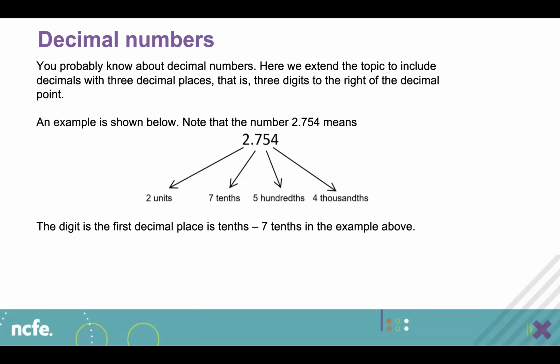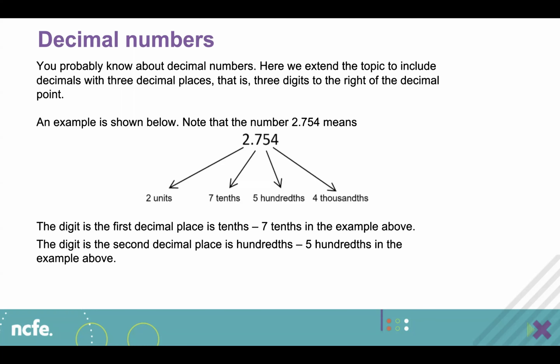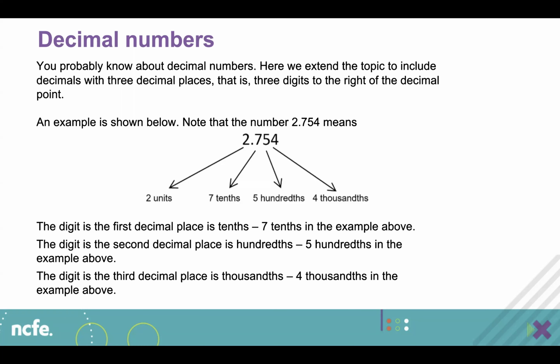The digit in the first decimal place is tenths, 7 tenths in the example above. The digit in the second decimal place is hundredths, 5 hundredths in the example above. And the digit in the third decimal place is thousandths, 4 thousandths in the example above.